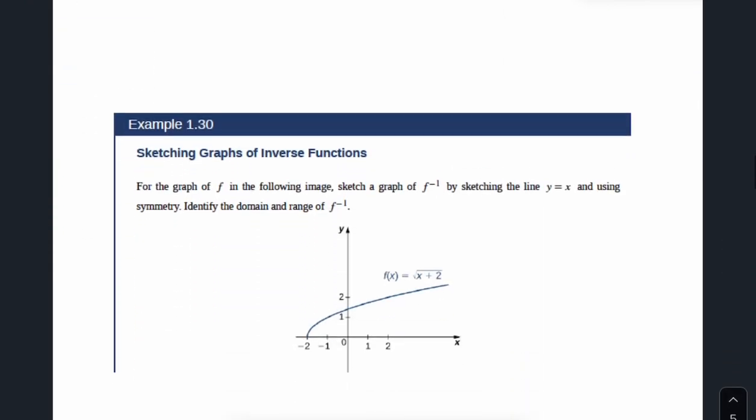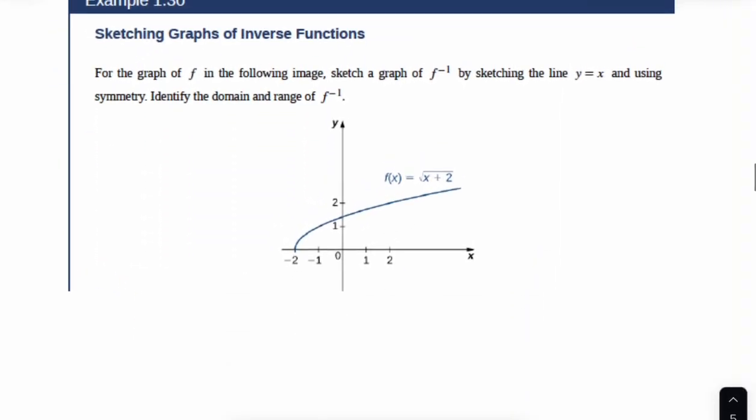Now, let's look at this. It says for the graph of f, we see this square root of x plus 2. It says sketch the inverse by sketching the line y equals x and using symmetry. And then we're going to talk about domain and range. Okay, before we do anything else to this graph, let's write down the domain and the range of our original function.